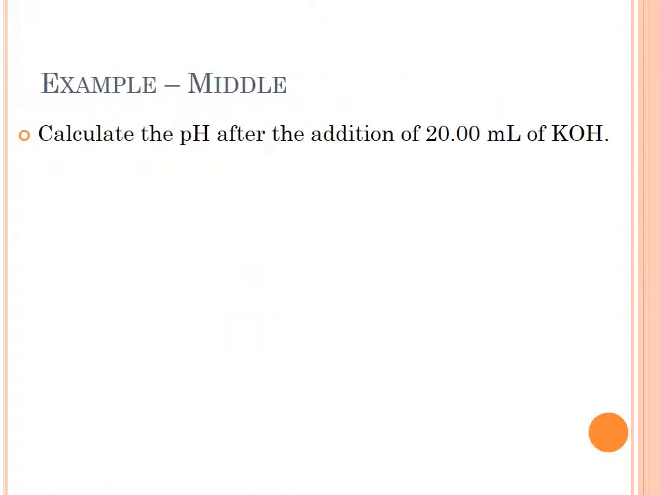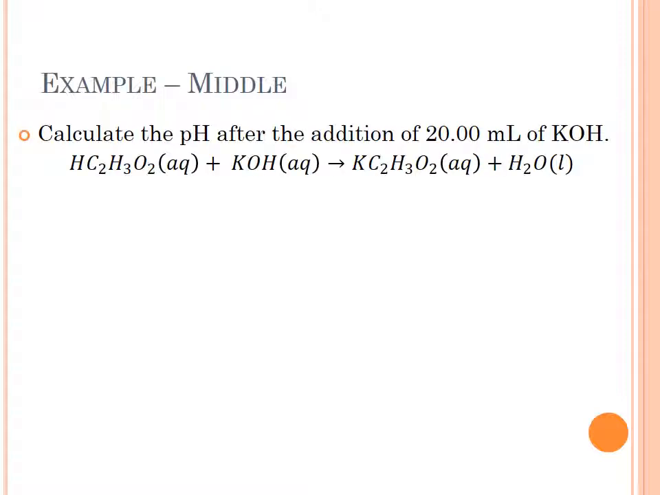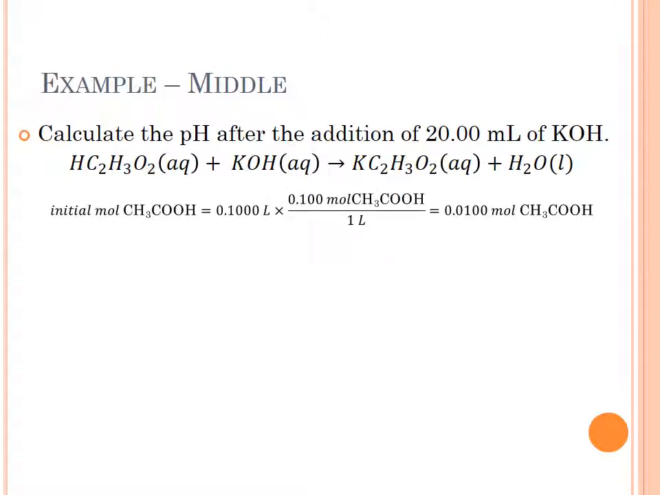Now if we pick somewhere in the middle, again after the addition of 20 milliliters of potassium hydroxide, we're going to end up getting a buffer because we're going to form some acetate, because the acetic acid is going to react with potassium hydroxide to form potassium acetate and some water. So once I build up enough of the conjugate base to our weak acid, we'll get a buffer solution and we can calculate the pH like we would of any buffer. But we have to figure out the neutralization first.